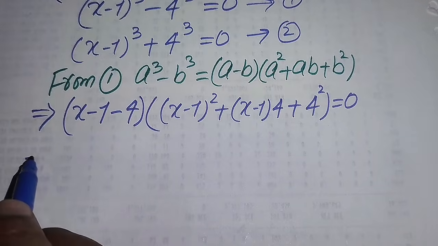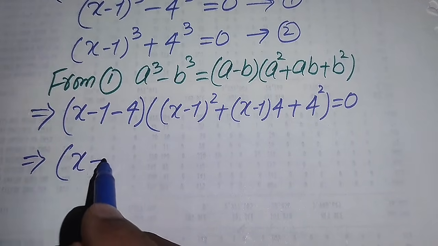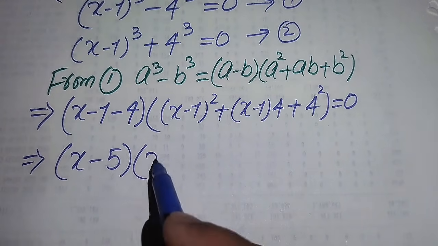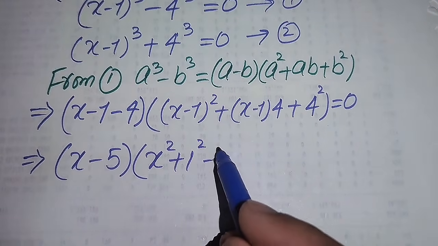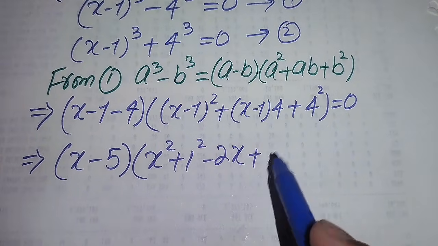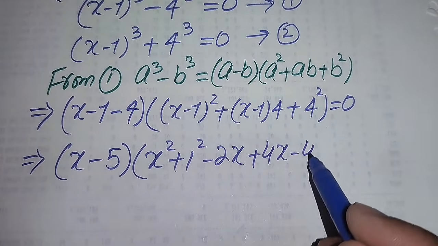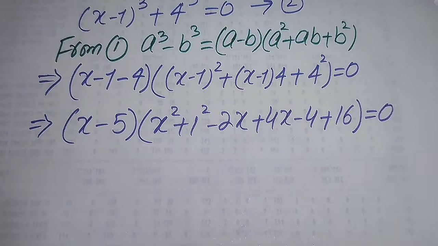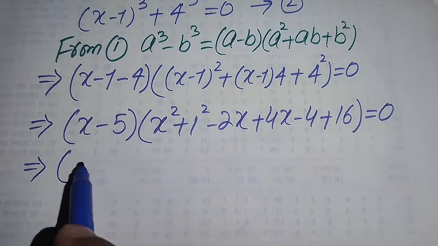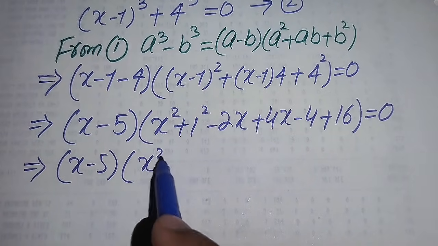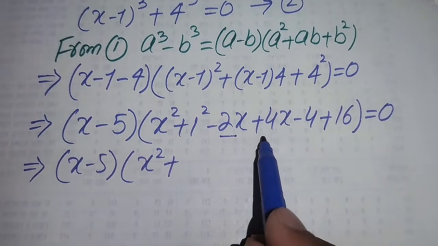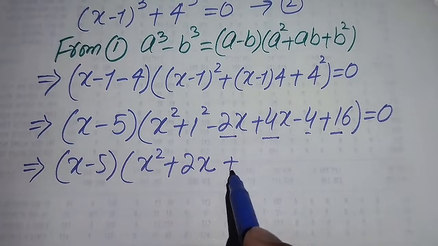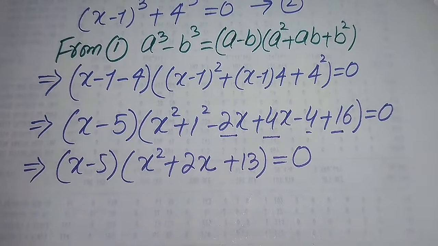And now in the next step we need more simplifications. It will be written as x − 1 − 4 becomes x − 5, into, here we need to expand this formula, so it will be written as x² + 1² − 2x, plus here we multiply 4 on both of these two terms, and it will be written as 4x − 4, plus 4² becomes 16, and this whole equation is equal to 0. And now in the next step with more simplification, it will be written as (x − 5) times (x² + (−2x + 4x becomes plus 2x) + (−4 + 16 becomes 12, and 12 + 1 becomes 13)), and this whole equation is equal to 0.